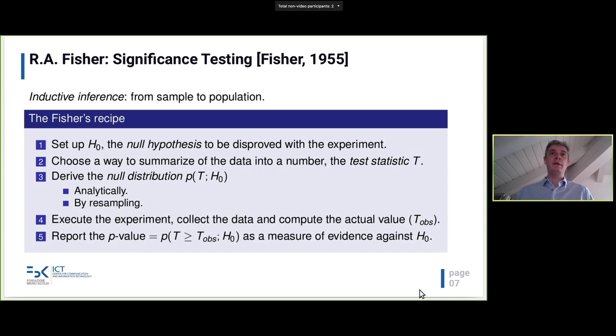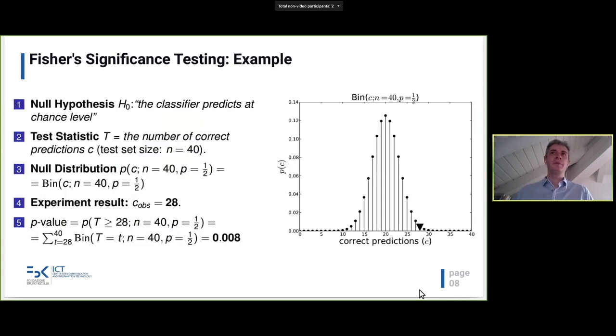At this point, Fisher's recipe ends when you report the p-value that you obtain from your observed test statistic, which is the probability of obtaining such a test statistic, the observed value, or a more extreme value, under the hypothesis that the null hypothesis is true. And this is a measure of evidence against your null hypothesis. This is a little bit abstract. Let me show you an example.